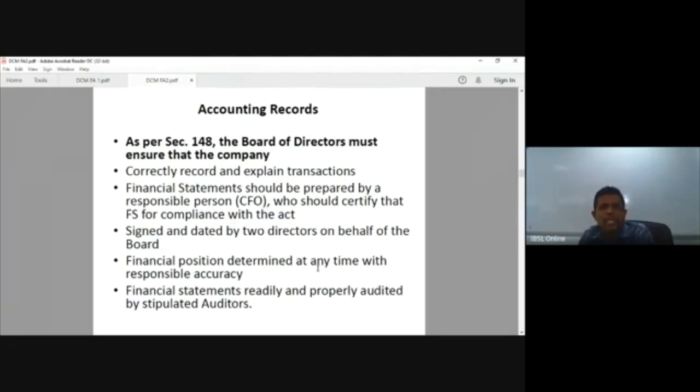Then the financial position should be determined at any given time with reasonable accuracy. The financial statements must be properly audited by a stipulated auditor. When it comes to a bank, the Central Bank of Sri Lanka will nominate a few qualified auditors. In a normal business organization, the qualified auditor will be a chartered accountant. But for auditing the financial statements of a bank, not every chartered accountant can audit them.